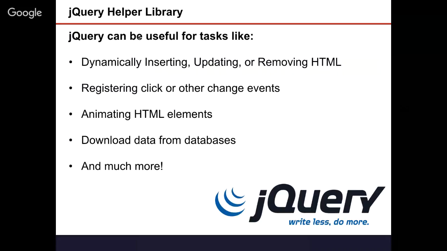The Document Object Model, which is essentially what your browser renders. Registering click or other change events, like what JavaScript does. Maybe there's a simpler way. Animating HTML elements, that's pretty cool. We haven't really gotten into that with JavaScript yet. Downloading data from databases. We can actually use data from databases with jQuery done the right way. And much more.